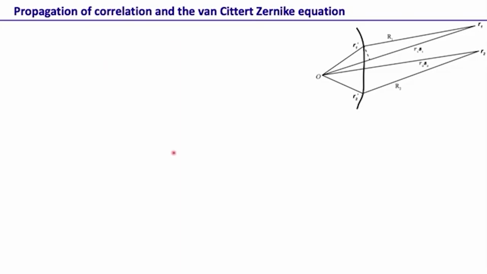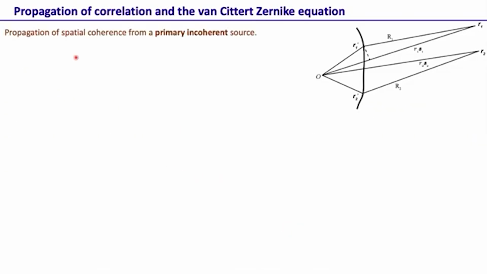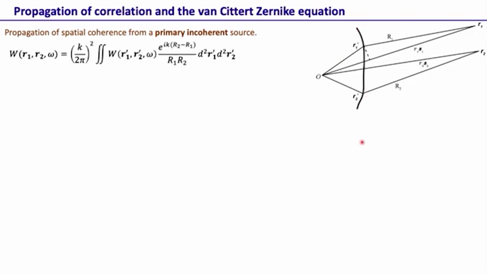we want to use this integral equation for calculating the propagation of the coherence function from a primary incoherent source. This was for a generic source, but now we are considering a source that is completely incoherent. In this case, this is the general equation we have, and for these geometric factors we are using ik by 2 pi. This can be rigorously proven, and you can find it in any optics book, but we are not doing that derivation here; these factors are ik by 2 pi.